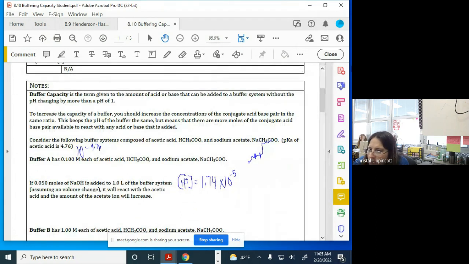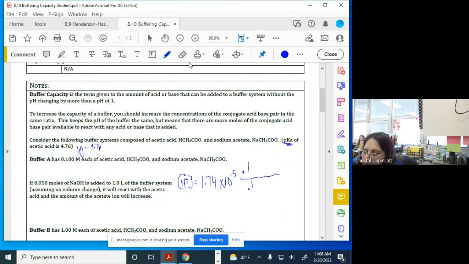Is it 1.74 times 10 to the negative 5, or is it the H concentration? Well, this is the pKa here. So if I take 10 to the negative pKa, that gives me the Ka. Then I had 0.1 moles of each of these. It says that I have 0.1 molar, but that I have 1 liter of that. So that means that I have 0.1 moles of the acid and the conjugate base.